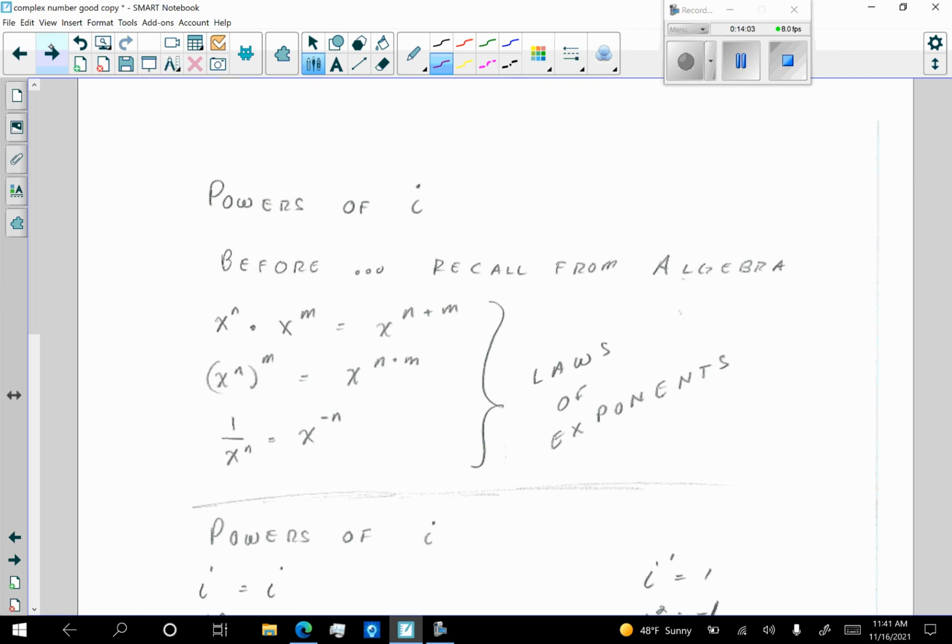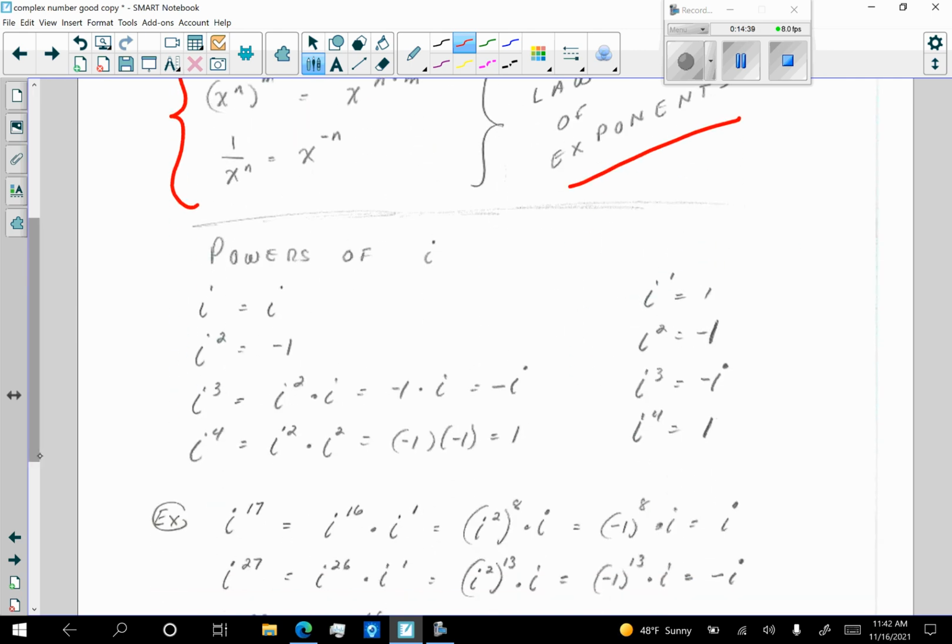Powers of i. Before we get to the powers of i, we're going to review some laws of exponents from our algebra class. So we have x to the n times x to the m is equal to x to the n plus m. x to the n to the mth power is equal to x to the n times m, and 1 over x to the n is equal to x to the negative n. These are just laws of exponents. There are many more laws of exponents, but these laws we're going to use to find out some powers of i because they're fairly prevalent in the study of complex numbers.